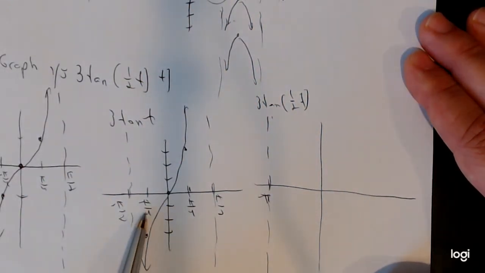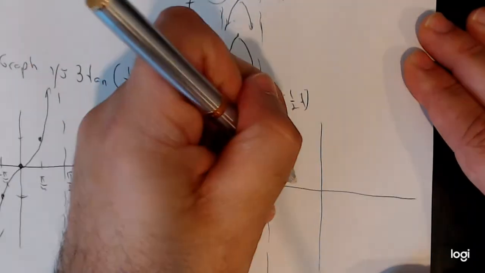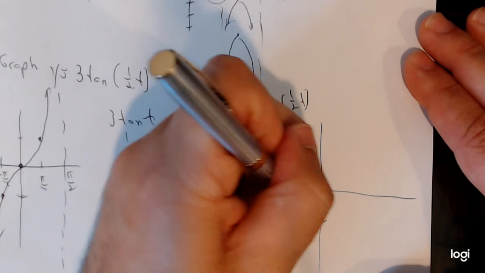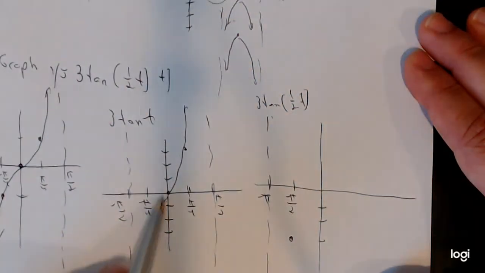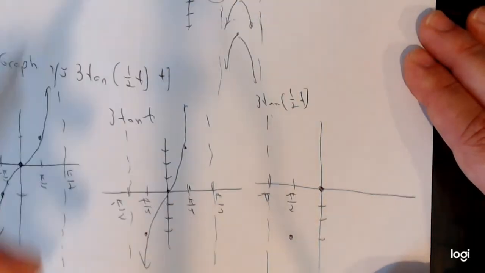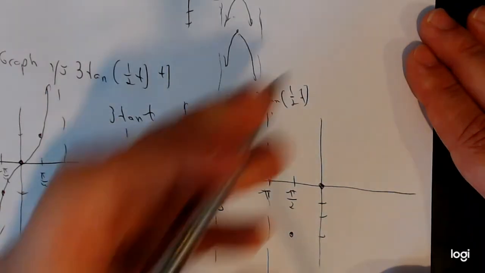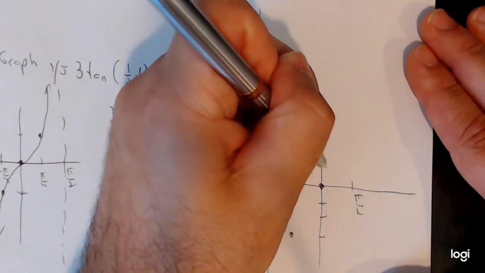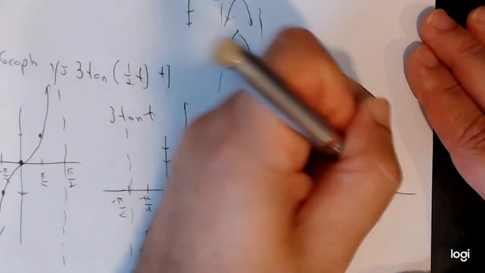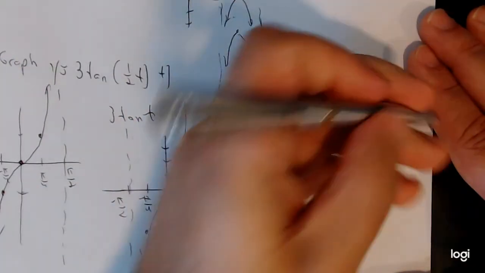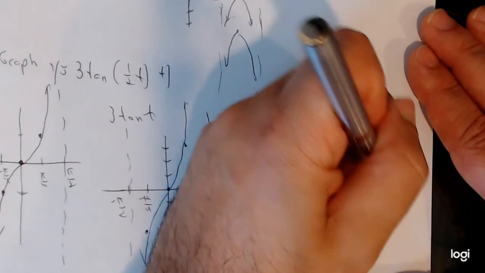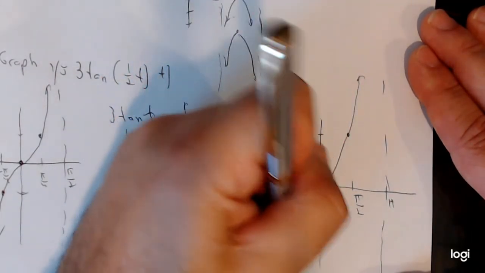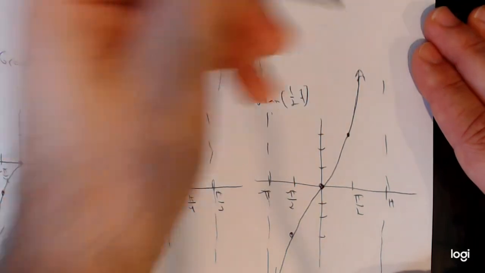If I grab negative pi over 4 and multiply it by 2, I get negative pi over 2. So now at negative pi over 2, my y value is negative 3. 0 multiplied by 2 is still 0. Pi over 4 multiplied by 2 is pi over 2, which will be 3. And then pi over 2 multiplied by 2 is pi, which gives me a vertical asymptote. And there's 1 period of my tangent curve.